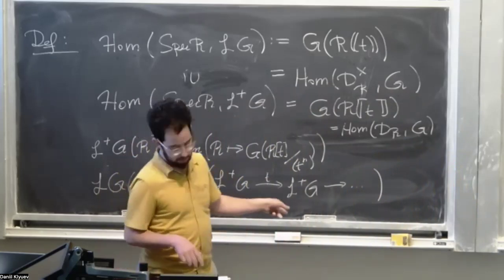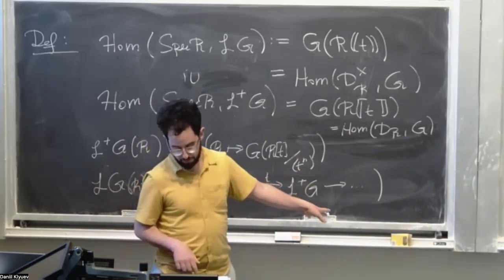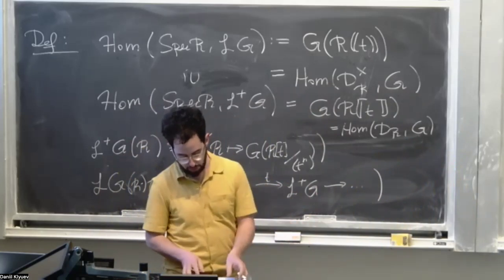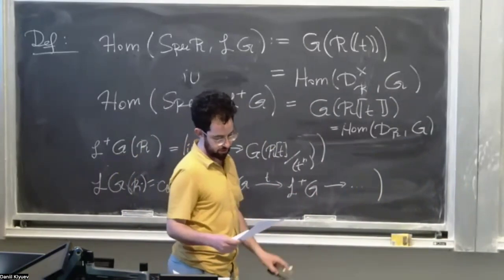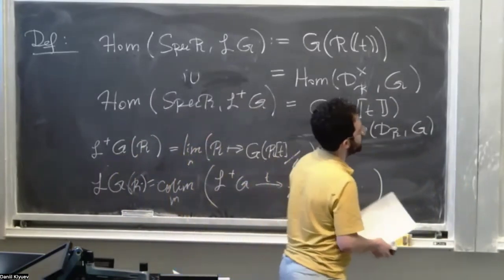Anyway, we are not going to work with loop of G. Loop of G is going to show up, but we won't need the schemes or the scheme structure.